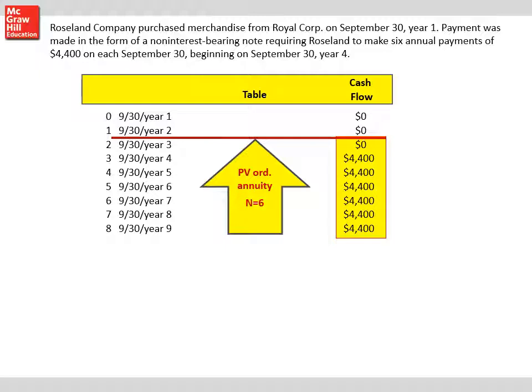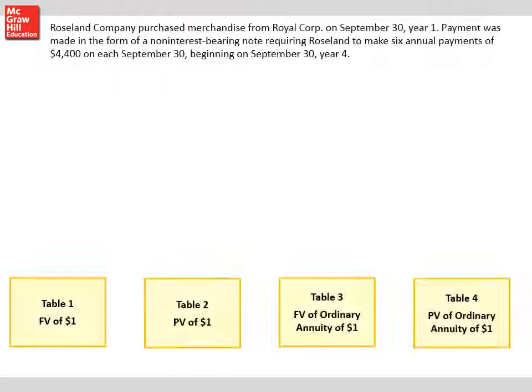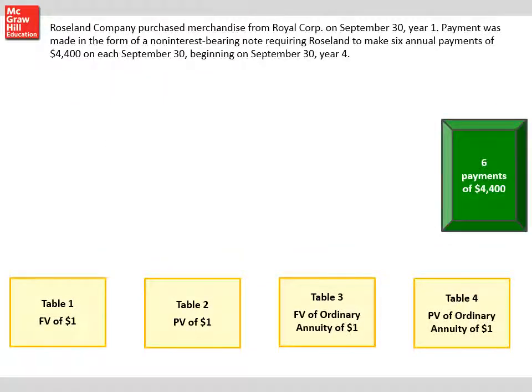Okay, so it would be like August, let me think a second. I'm going backwards here. It would be like October 1st of year 3. So the first thing we do, we have 6 payments of $4,400. Payment was made in the form of a non-interest-bearing note requiring Roseland to make 6 annual payments of $4,400.